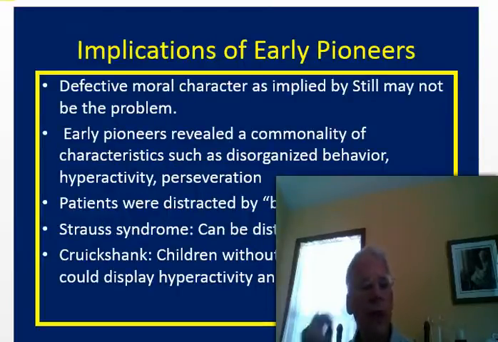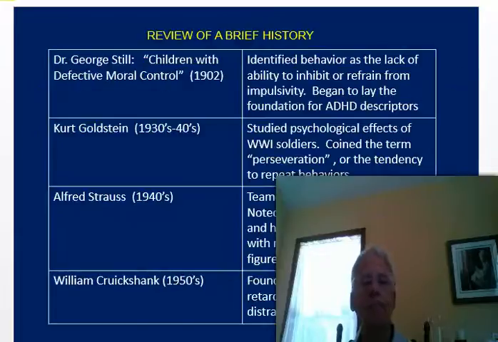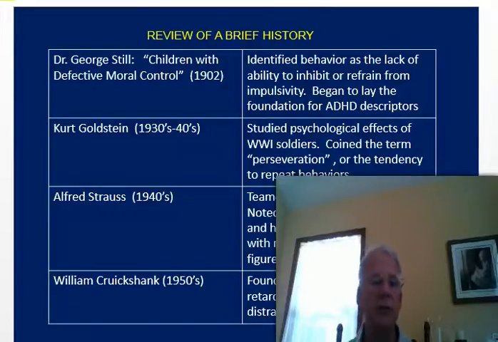So slide 17 gives you some implications for the early pioneers, some key findings that are associated with the work of these researchers. And note most of them were physicians. And slide 18 again is another way to look at the contributions that these individuals made.